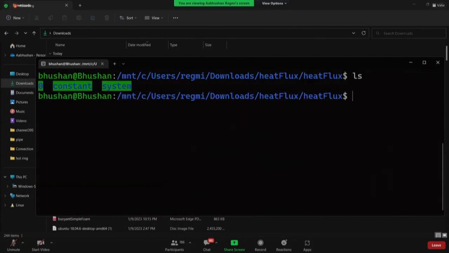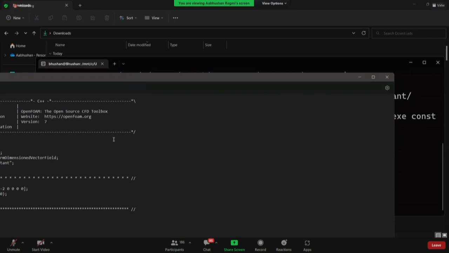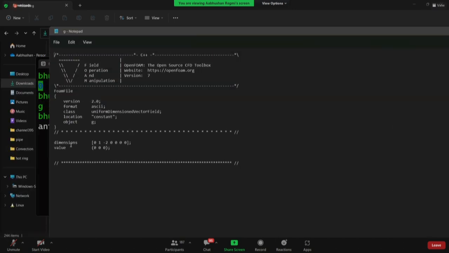Let me clear the screen. Now that we have gone through all those files in the 0 folder, let's look at the constant. In constant, we have g, thermophysical properties and turbulence properties. Let's look at g first. Here we are providing our direction of gravity. We have neglected gravity for our problem. That's why the value is just 0, 0, 0. If you want to provide gravity, let's say in Z direction, you can do so by giving here 9.8. But right now we are not providing any gravity.